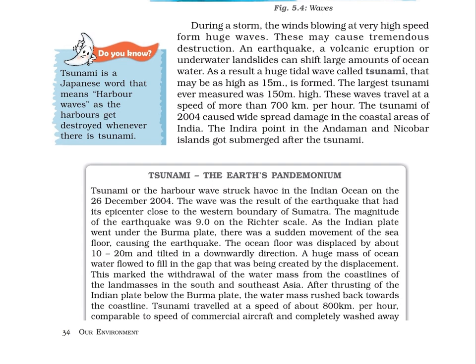An earthquake, a volcanic eruption, or underwater landslides can shift large amounts of ocean water. As a result, a huge tidal wave called tsunami that may be as high as 15 meters is formed. The largest tsunami ever measured was 150 meters high. These waves travel at a speed of more than 700 kilometers per hour.